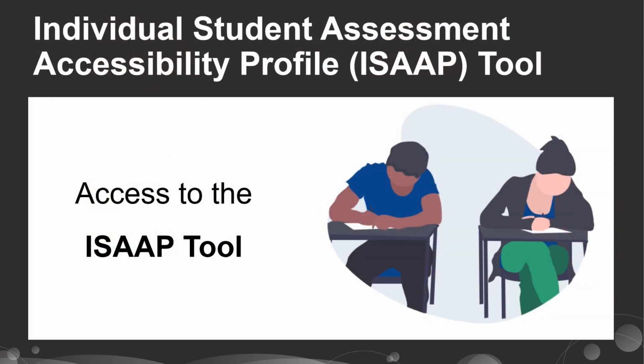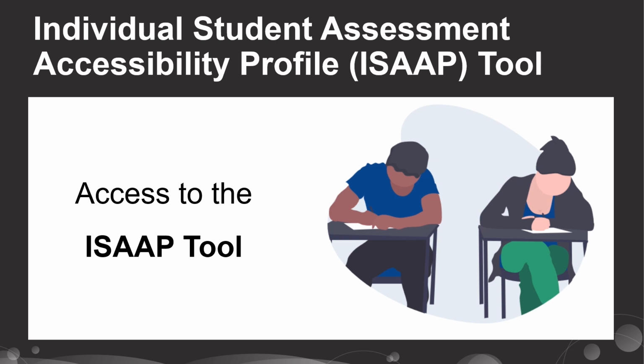The CDE has made a tool available for educators to use when identifying resources for CAASPP and ELPAC. It is the Individual Student Assessment Accessibility Profile Tool, also known as the ISAAP tool. The ISAAP tool can be used to identify accessibility resources for students and will generate a list of designated supports and accommodations that might fit student needs.